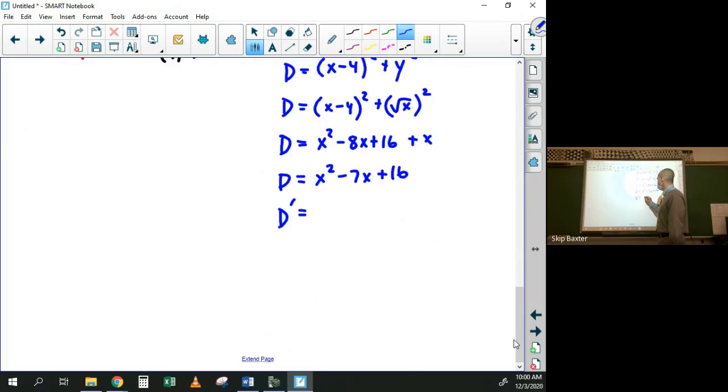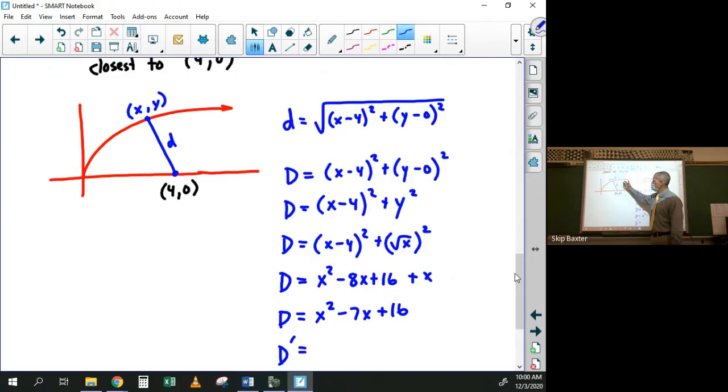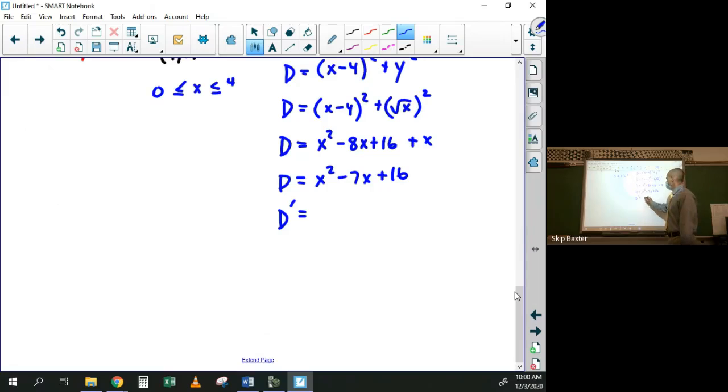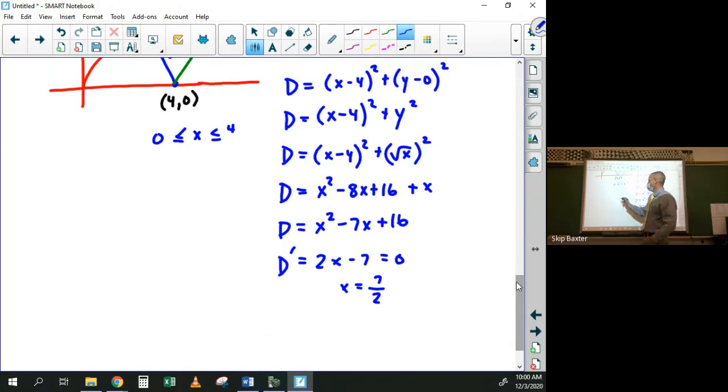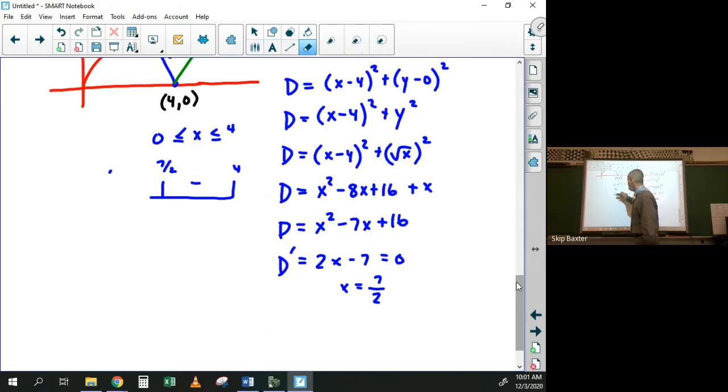D prime would be, and by the way, I kind of know that x has to be somewhere between 0 and 4. It doesn't make any sense that you're going to go this direction and get a closer point. So just the natural domain of this function is x somewhere between 0 and 4, and those are actual endpoints. So if I do this, this gives me 2x minus 7 equals 0, so x is 7 halves. And then you just have to do your first derivative test, like always, and make sure that it goes negative, positive.